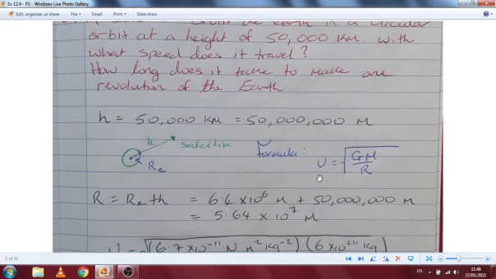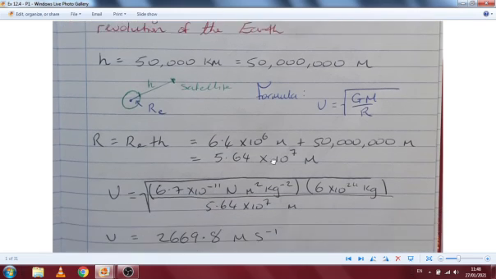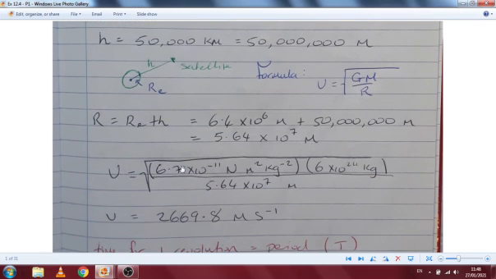So our formula here is the velocity is the square root of GM over r. So v squared equals GM over r, and then we take the square root of both sides to find out what v is, because we want that, not v squared. So our radius is the radius of the Earth plus the height, which is 6.4 by 10 to the 6 plus 50 million, which gives me this figure here, 5.64 by 10 to the 7 meters. We sub in the figures there. G is the universal gravitational constant, M is the mass, and r is your radius, your total distance, which is this. Throw them into your calculator and you get this as your answer.